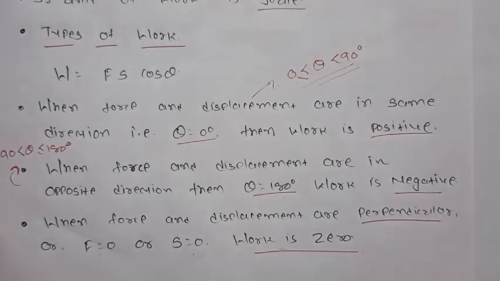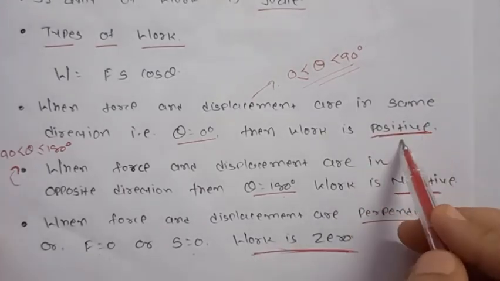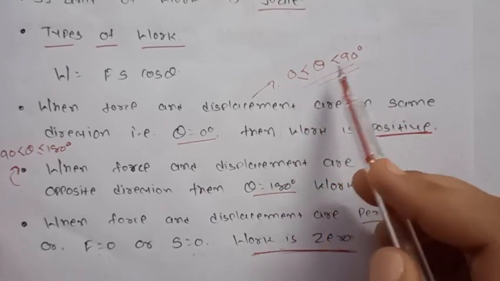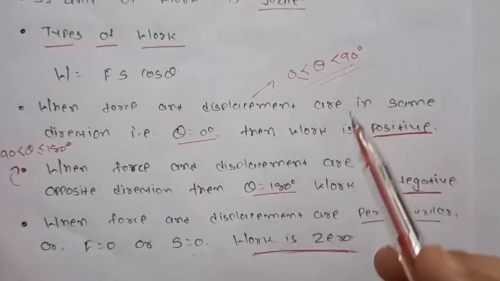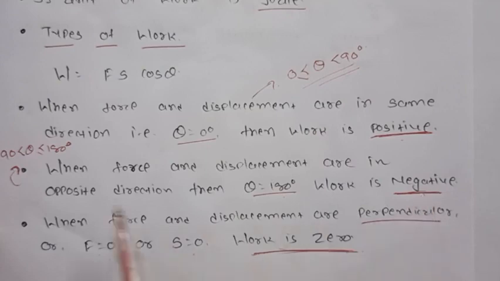So there are three types of work: positive work, negative work and 0 work. For positive work, the angle should be between 0 and 90 degrees. For negative work, the angle should be between 90 and 180 degrees. And for 0 work, either force and displacement are perpendicular, F is 0, or displacement is 0.